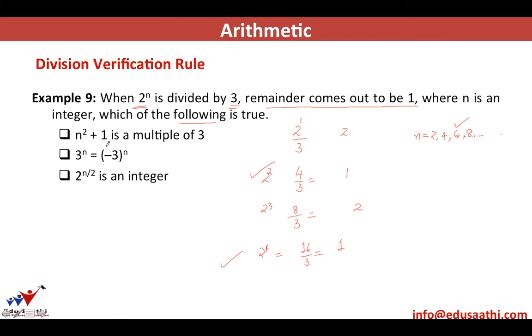Then what is the question asking? n square plus 1 is a multiple of 3. So if I look at this, 2 square, which is 4, plus 1 is 5.